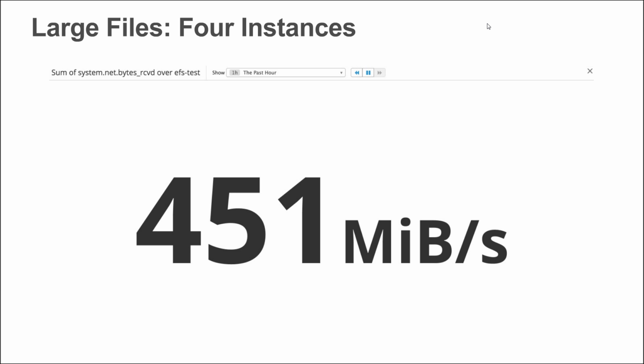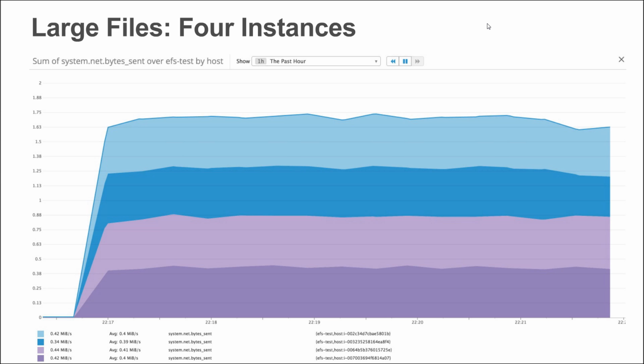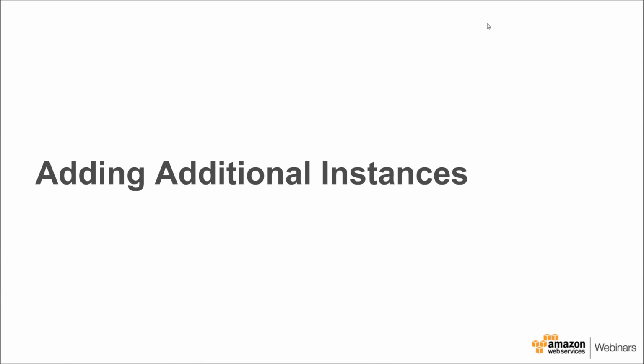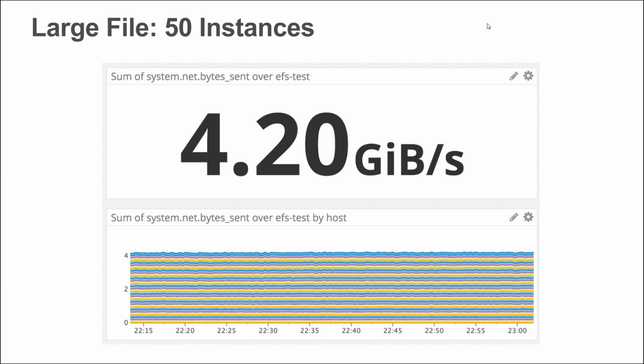So here's the results that I saw. Using 4 instances, copying large files to EFS, I got about 450 megabytes per second. And this is how the stack was visualized with Datadog. So now that we know what the baseline is, I want to add additional instances for higher concurrency. So in doing so, using 50 instances, I was able to achieve over 4.2 gigabytes per second writes to EFS.